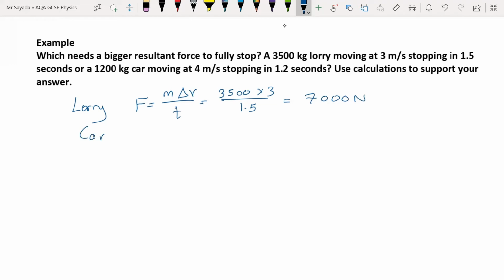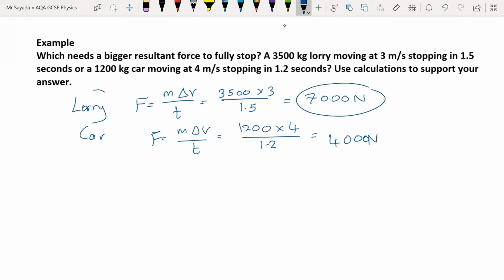For the car, we use the same equation. F equals mass times change in velocity over time. The mass of the car is 1,200. The change in velocity is 4. Time is 1.2. Using a calculator, 1,200 times 4 divided by 1.2 gives 4,000 newtons. So even though the car was moving faster and stopping in a shorter time, its mass was so much smaller than the lorry's that the lorry needs the bigger resultant force.